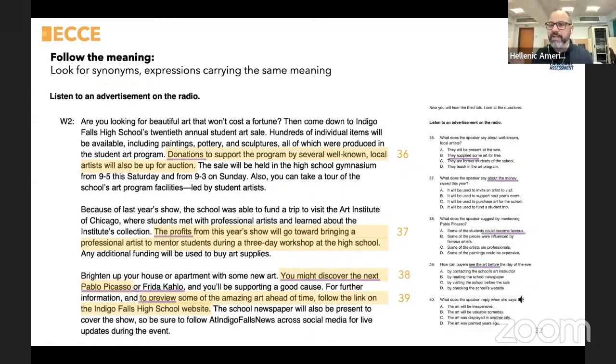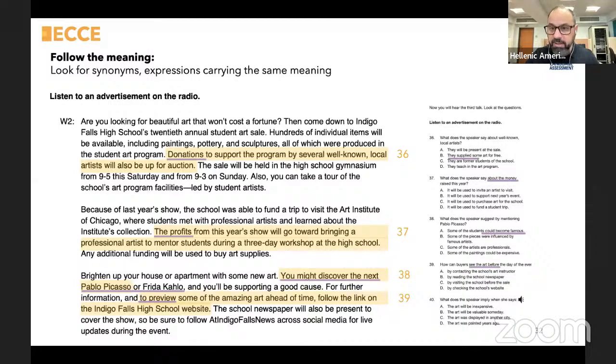What does the speaker say about well-known local artists? And we got a few choices there. The correct answer is B. They supplied some art for free. And they supplied some art for free basically is donations to support the program by several well-known local artists will also be up for auction. So you see, we've got that particular information, but of course, using a synonym instead of the exact same word. It's also important.